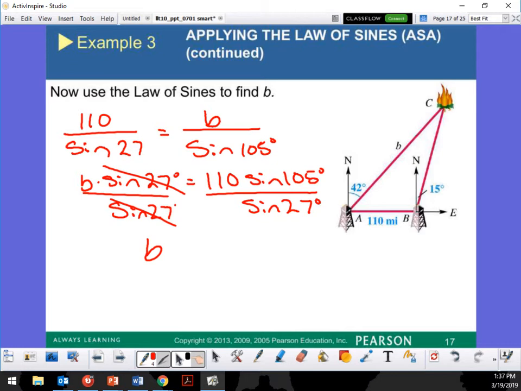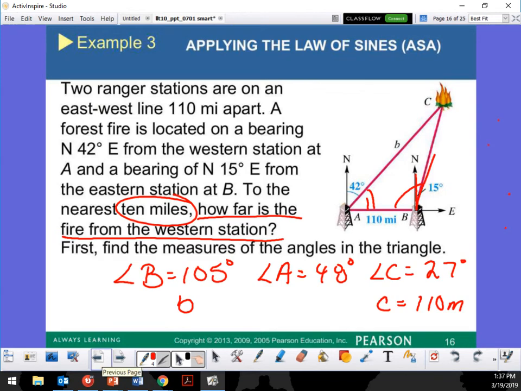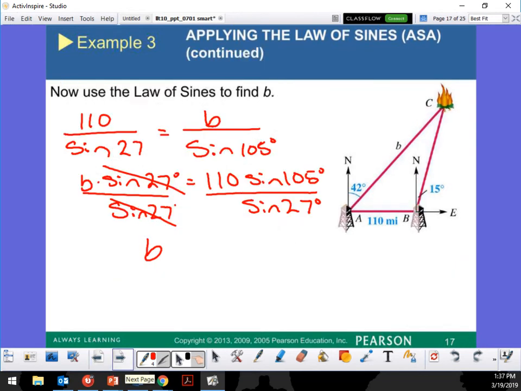Did it come up with 234? 234.04. Did you get 234? It should be 110, you put 7, so put in your two. There you go. All right, so you said 234, and where does it say we're rounding to? The nearest 10 miles. So that would be 230 miles. Super easy, right?